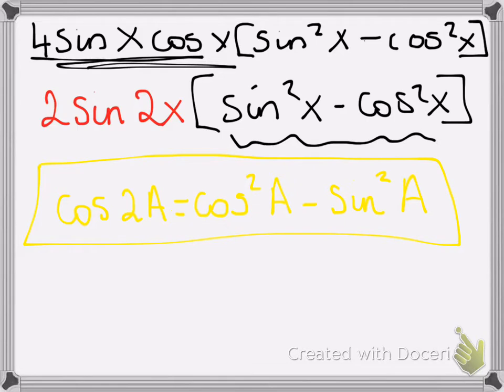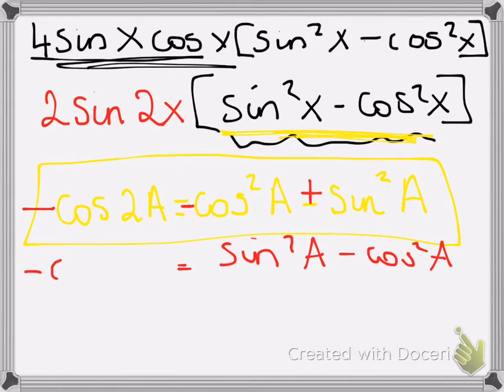So now, my bracket here, I'm going to switch it in for this, but look, the signs are different, so we're going to have to do something with the signs. I want it as a sine squared x minus cos squared x. So down in my formula, all that's different is the signs. So I'm going to multiply everything across by minus 1. And then that'll become minus cos 2A equals minus cos squared A plus sine squared A. And now I have it the way I wanted it. I have a sine squared A minus a cos squared A. And that equals minus cos 2A.